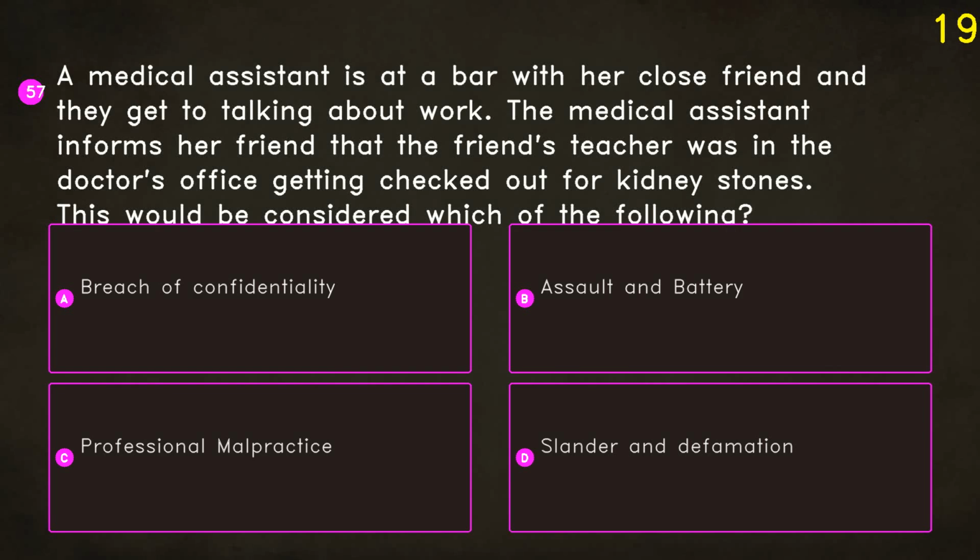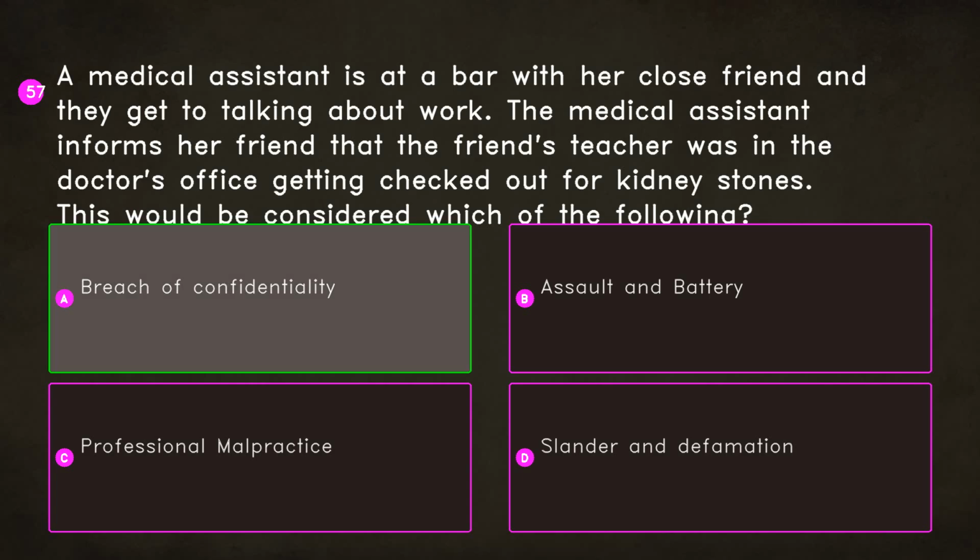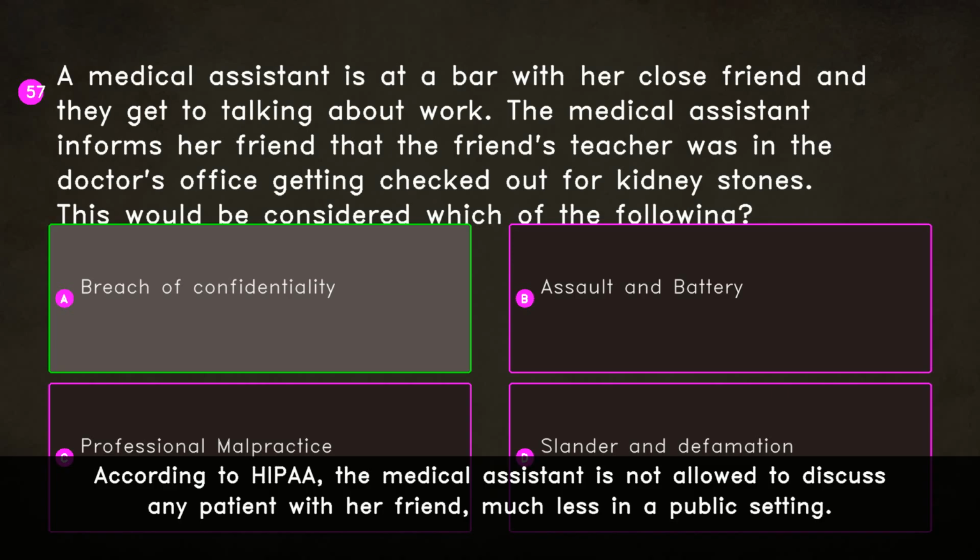Question 57. A medical assistant is at a bar with her close friend and they get to talking about work. The medical assistant informs her friend that the friend's teacher was in the doctor's office getting checked out for kidney stones. This would be considered which of the following? A. A breach of confidentiality. B. Assault and battery. C. A professional malpractice. D. Slander and defamation. The correct answer is breach of confidentiality. According to HIPAA, the medical assistant is not allowed to discuss any patient with her friend, much less in a public setting.